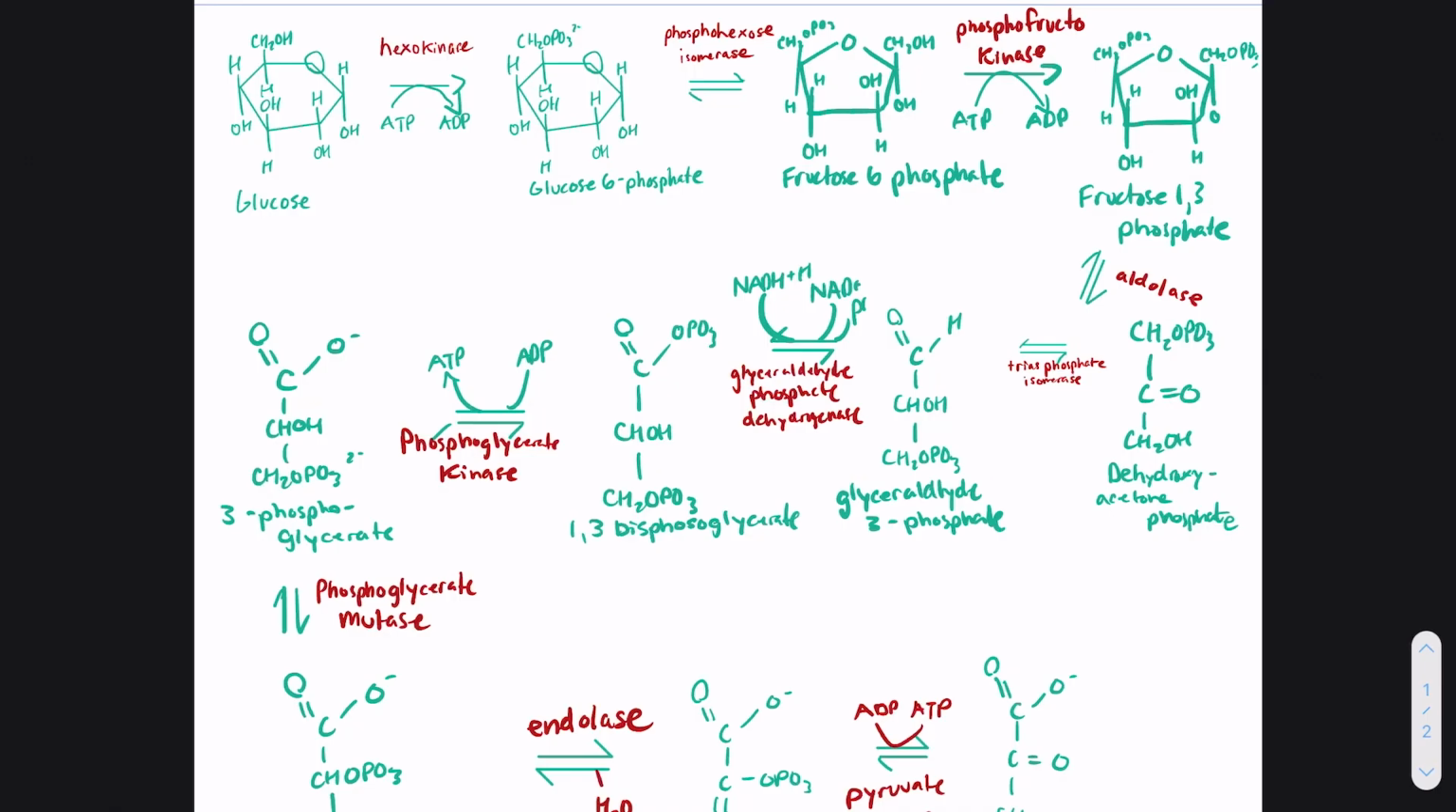Okay, so these are the 10 steps of glycolysis. So we have the first 5 steps, which is the prep phase, which is 1, 2, 3, 4, and 5. And then we have the next 5 stages, which is the payoff phase.